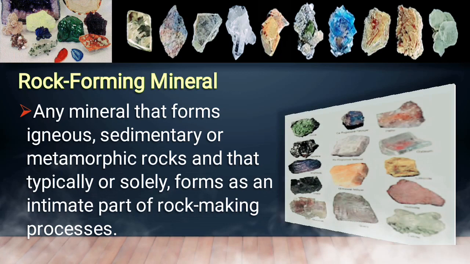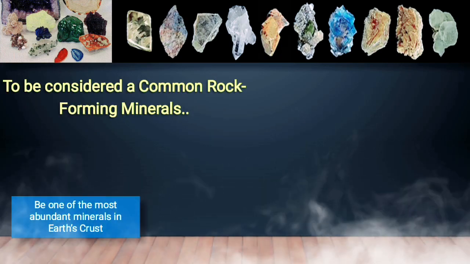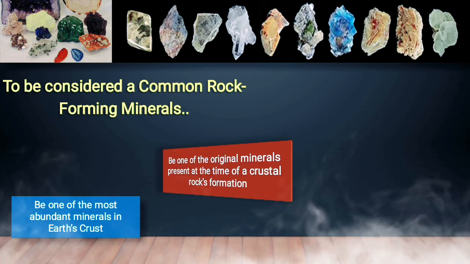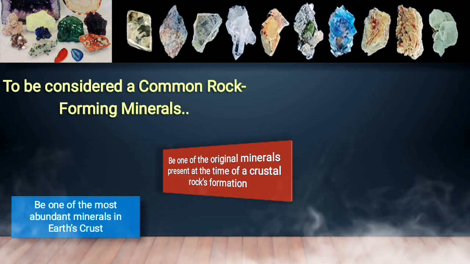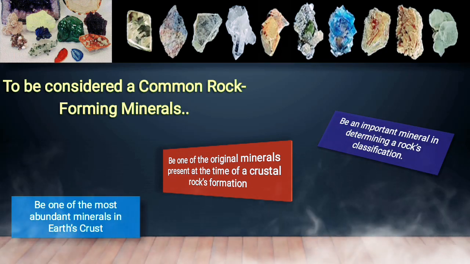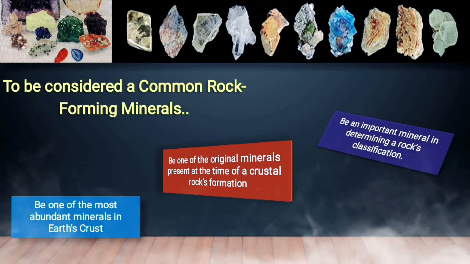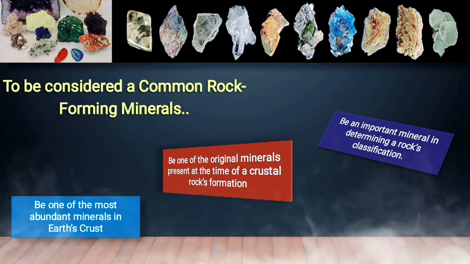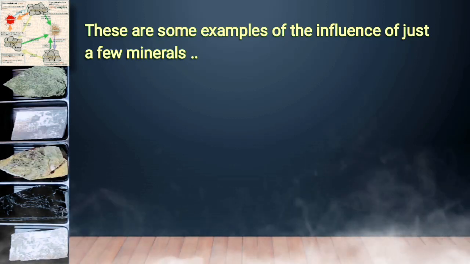To be considered a common rock-forming mineral, it must be one of the most abundant minerals in Earth's crust, be one of the original minerals present at the time of crustal rock formation, and be an important mineral in determining a rock's classification. So those criteria are considered in the most abundant minerals in the Earth's crust. Then next, these are some examples of the influence of just a few minerals.